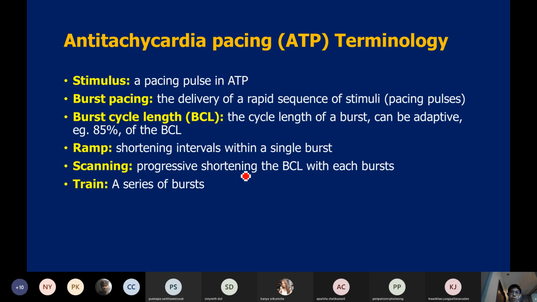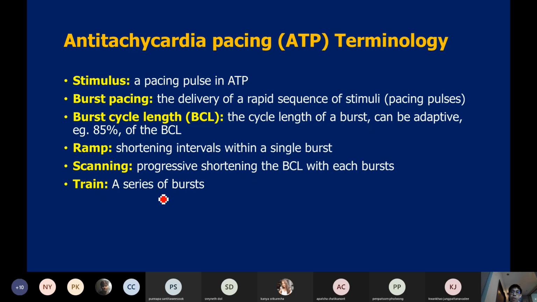Scanning is a progressive shortening of the burst cycle length with each burst. This means that you have one burst at a rate of 320 for 5 beats, and the second burst is shorter, maybe 300 milliseconds for 5 beats. This is called scanning, with different sets of bursts at different, shorter cycle lengths.